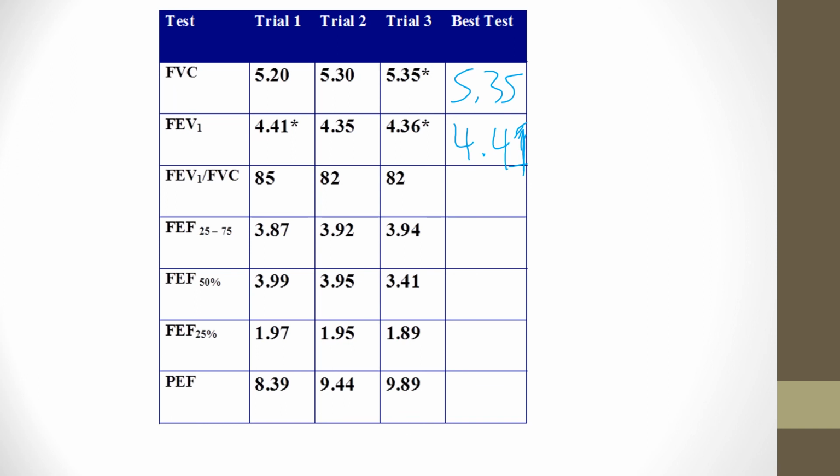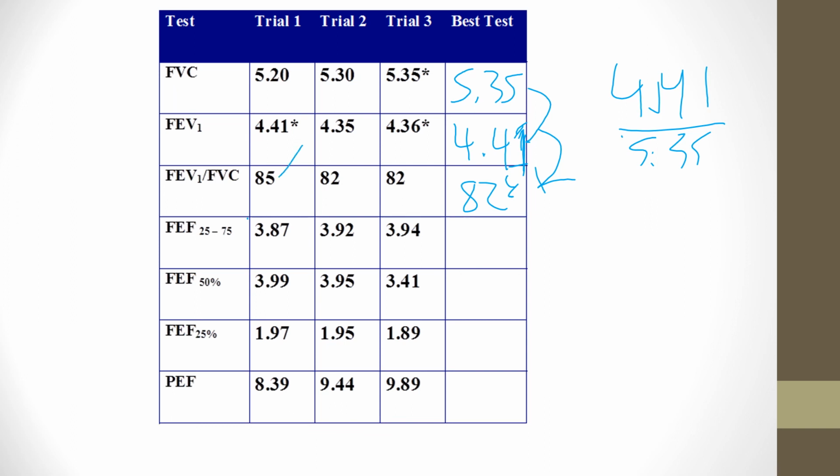All right, so now how do I figure out their FEV1%? Well, it told me their FEV1% from trial 1, trial 2, trial 3, but that's from those independent trials. I need to figure it out from these two. So now I need to do 4.41 over 5.35, right? I need to actually do it with my best test values because we're reporting best test values, so we need to do a best test FEV1%. So I need to divide 4.41 over 5.35, and that should be 82%. So that's what I'm reporting because I did these two to get this one, right?